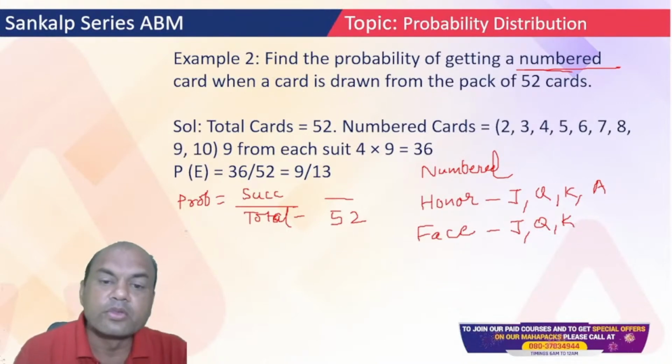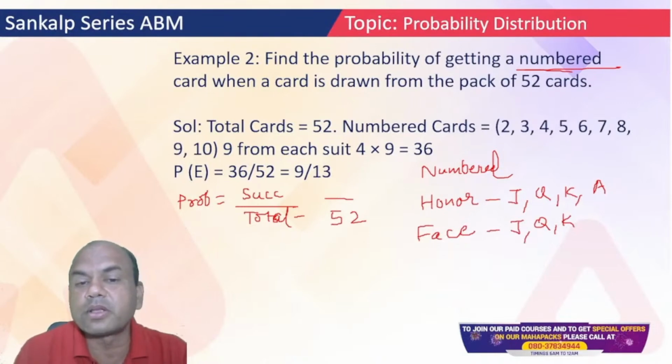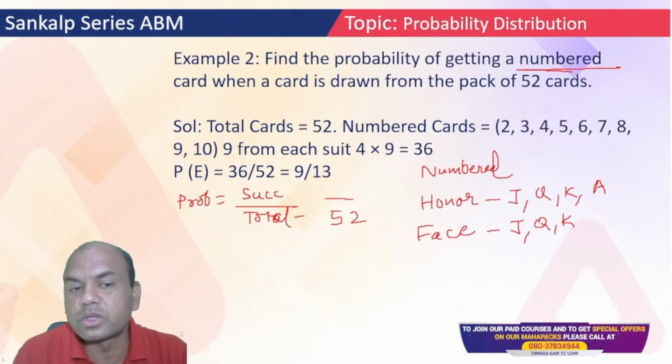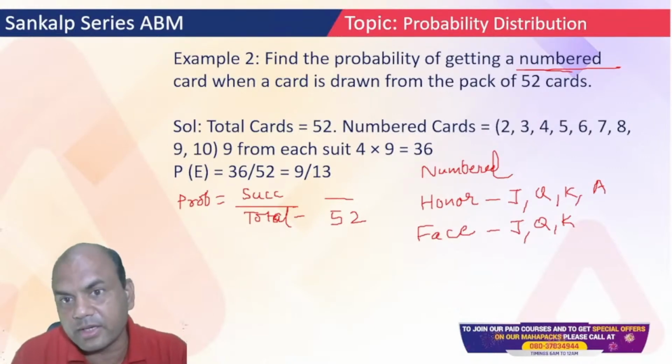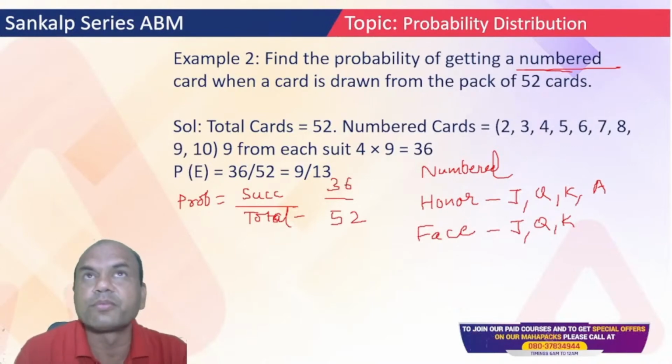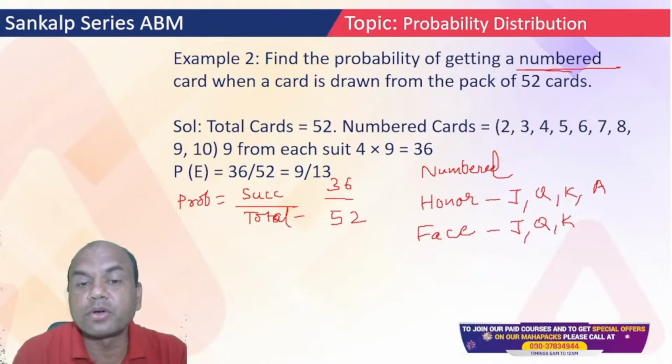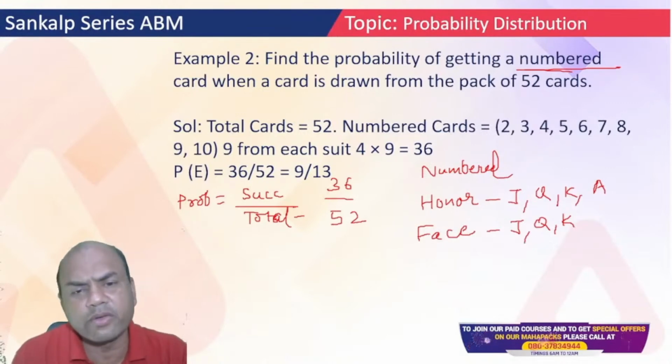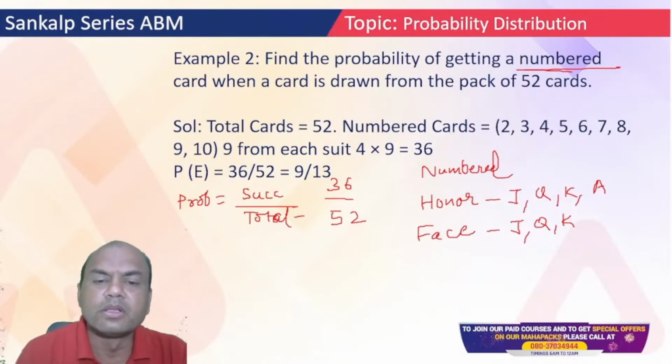No. So here what do I want? Numbered. Numbered means how many are there? 2 to 10, so there are 9. But 9 in 1, similarly you have 4 types of cards, right? So 9 times 4 is 36. So answer becomes 36 upon 52. So you go on dividing it. 4 9s are 36, 4 13s are 52. So this is your answer, 9 by 13.